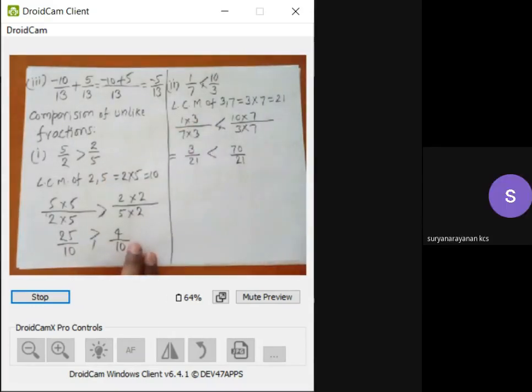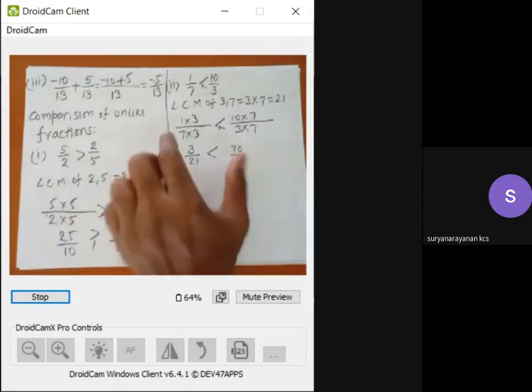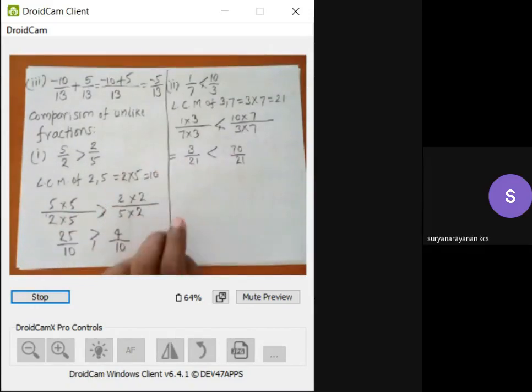Yes, sir. We follow the same steps in the case of addition of unlike fractions and subtraction of two unlike fractions. First of all, we have to find the LCM of the denominators and we write the numerator part. We will discuss these points in the next class: how to add unlike fractions and how to subtract unlike fractions. Okay, my children.